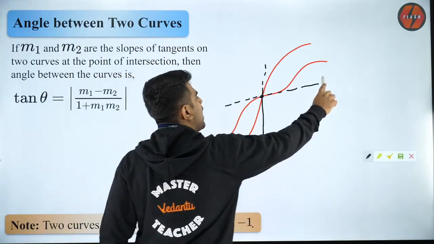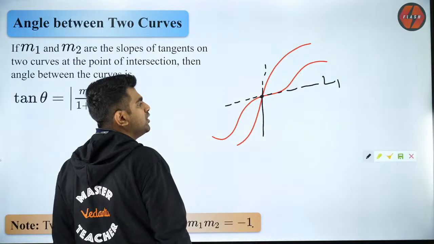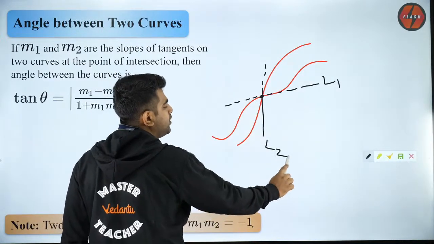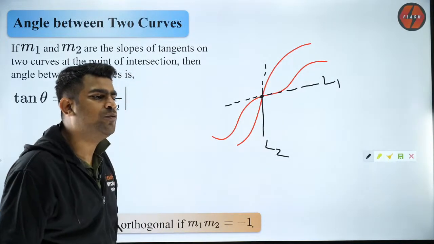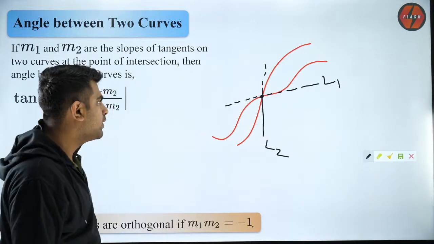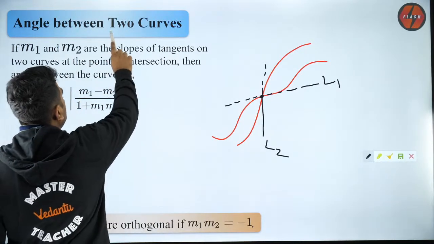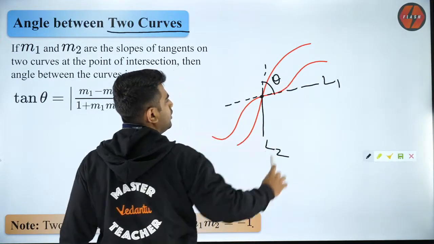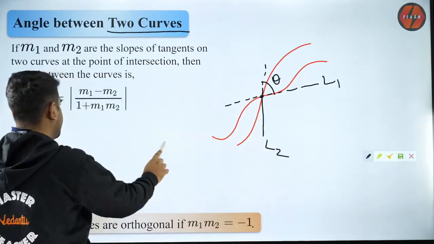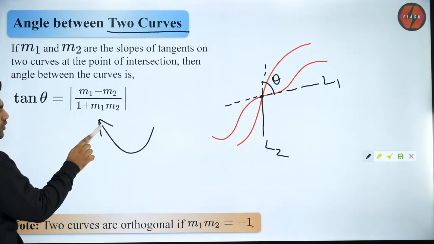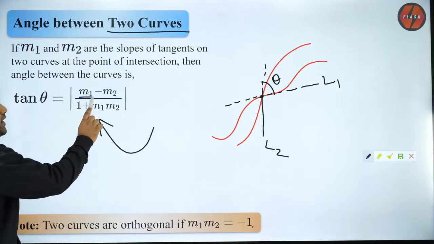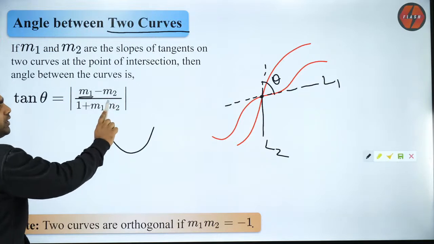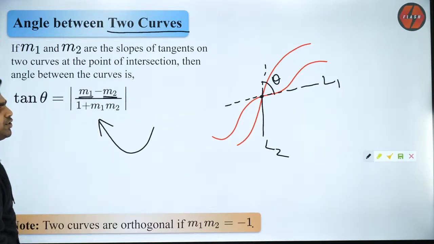So this is L1, which is a tangent of function 1, and this is L2, which is nothing but the tangent of function 2. Now angle between two curves is nothing but the angle between these two tangents. So that angle is given by this formula. What is M1? M1 is the slope of tangent 1 and M2 is the slope of tangent 2.